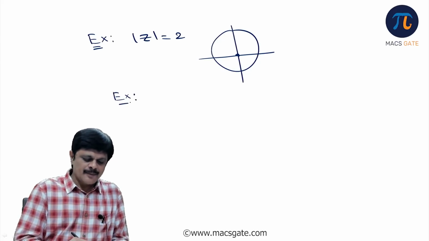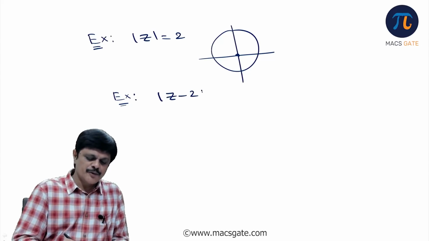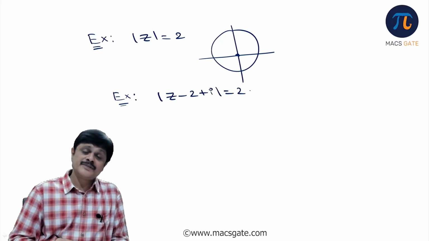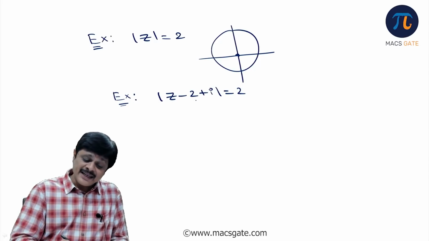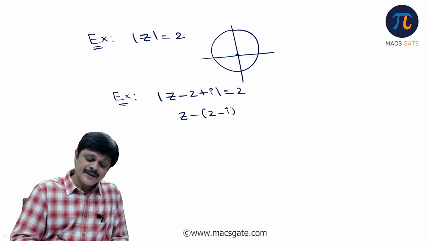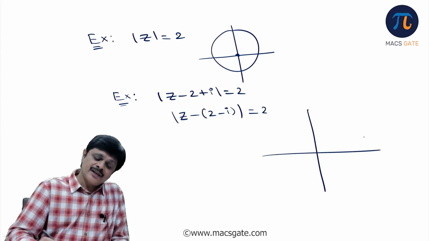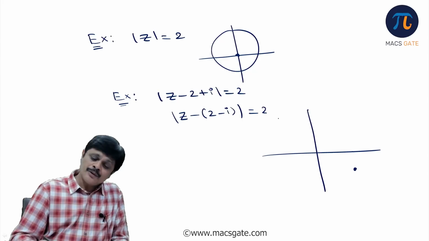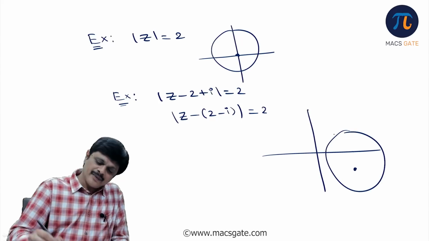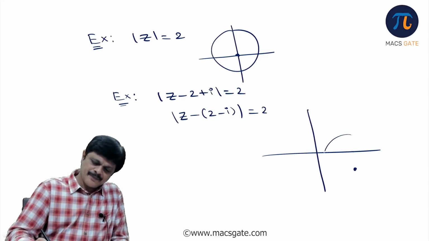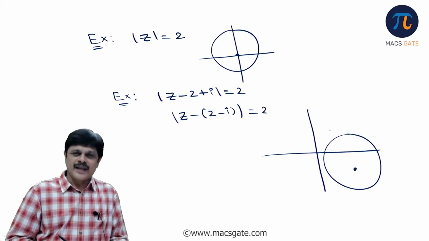Now for example, if I say mod Z minus 2 plus I is equal to 2. So this circle will be having center, see, Z minus Z0. So it is Z minus of 2 minus I is equal to 2. 2 minus I means what, sir? 2, x value is 2, y value is minus I. So 2 minus I is somewhere here, and radius equal to 2. From here 2 units radius you have to draw the circle. Not to the scale, please. Circle like this. Am I clear?